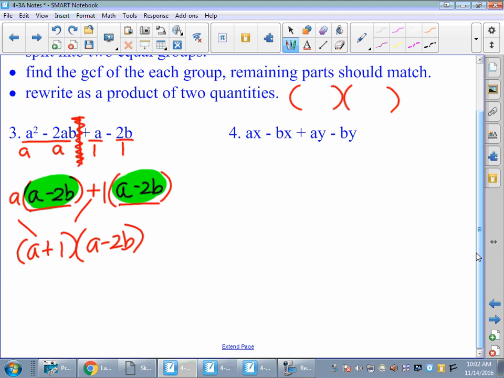So this is your answer. So your answers to grouping will look like the question to a FOIL. To check that, you would FOIL.